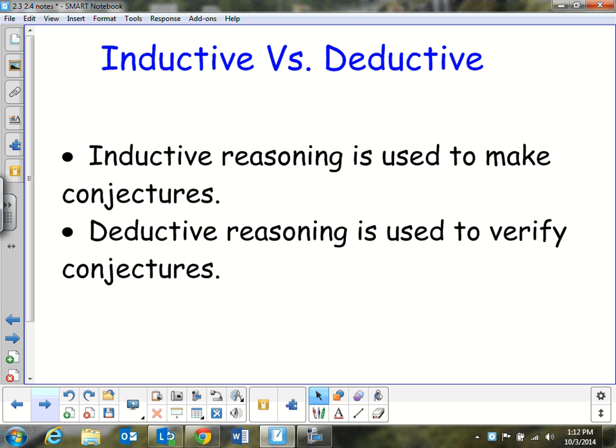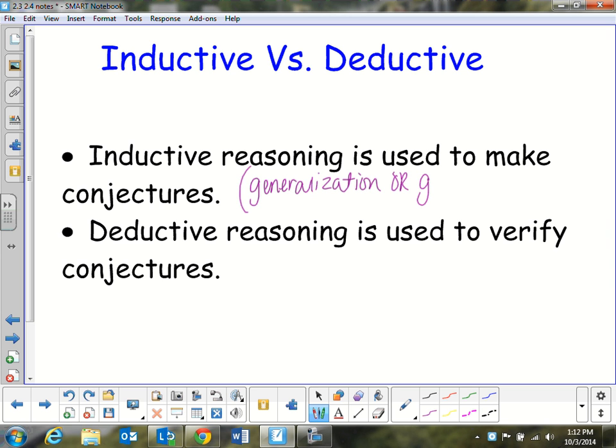So what is the difference between inductive and deductive? Inductive reasoning is used to make conjectures. And you have to remember back when we went over that, when we make a conjecture, it's just kind of like a generalization. Who's to say whether it's true or not? We're just going based on past experiences or previous trial and error. So this is just a generalization, sometimes I'll consider it like an educated guess. There's really no proof that that's our answer, but we're just assuming that it is based on past experiences. However, deductive reasoning is used to verify conjectures.